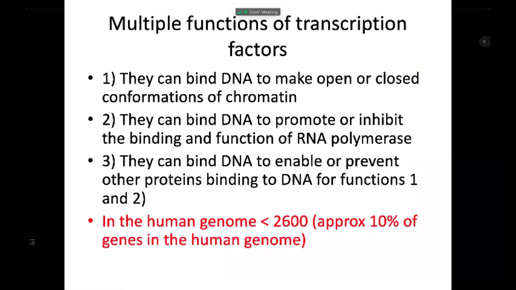So there are multiple functions of transcription factors. One, they can bind DNA to make open or closed conformations of chromatin. Two, they can bind DNA to promote or inhibit the binding and function of RNA polymerase, specifically RNA polymerase II, which causes the transcription of messenger RNA. Three, they can bind DNA to enable or prevent other proteins binding to DNA to enable functions 1 and 2.